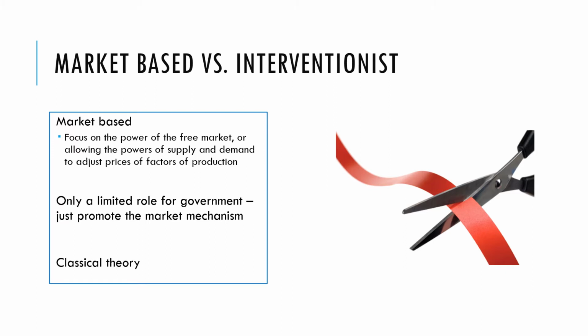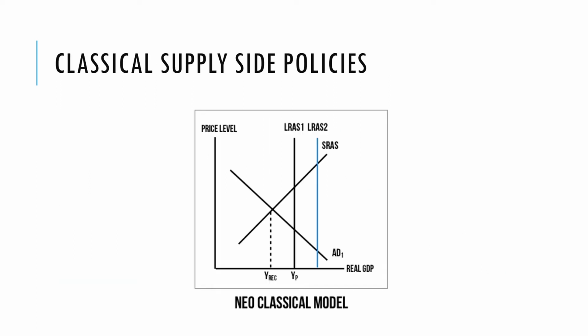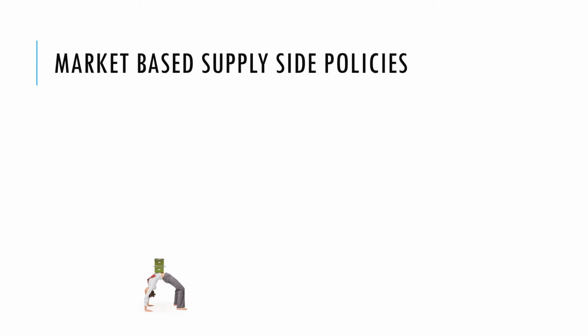So these market-based policies would all go alongside the classical theory, which, if you remember from earlier in the term, was all about minimizing government intervention and allowing markets to work freely. And as such, our demand and supply ADAS diagram that would illustrate this for a classical based market-based policy would involve the vertical long run aggregate supply curve, which a supply side policy would cause to shift to the right. So to illustrate a classical supply side policy, we would use this diagram. Let's have a look at some examples.